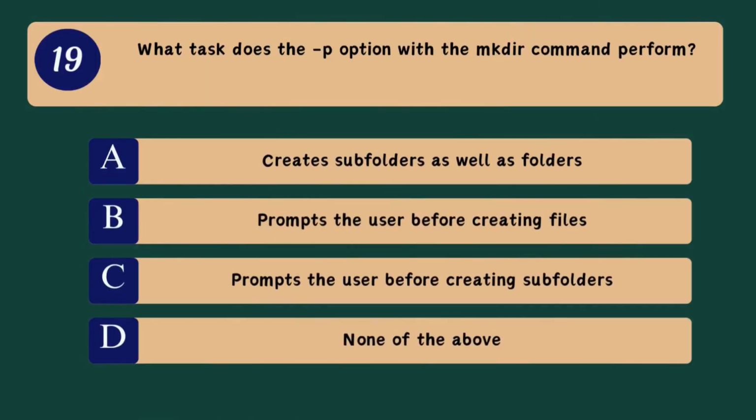Question 19. What task does the -p option with the mkdir command perform? A. Creates subfolders as well as folders. B. Prompts the user before creating files. C. Prompts the user before creating subfolders. D. None of the above. Correct answer, A. Creates subfolders as well as folders.